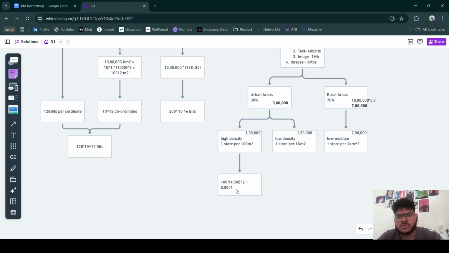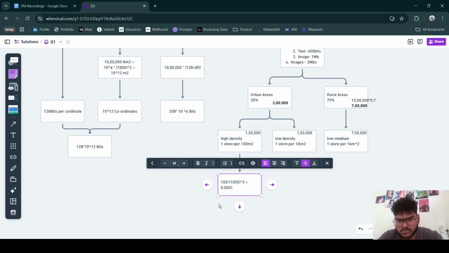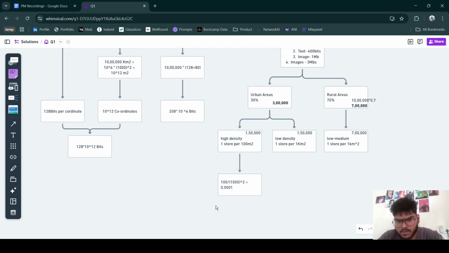It will be 0.01. So if 100 meter square of area is having this much, so 1 meter square will have 1 upon 100 stores. 1 मीटर स्क्वायर इतना आ रहा है and 1 kilometer square, 1 meter square is having this much. So 1 kilometer square have 10 raised to कितना मीटर स्क्वायर.